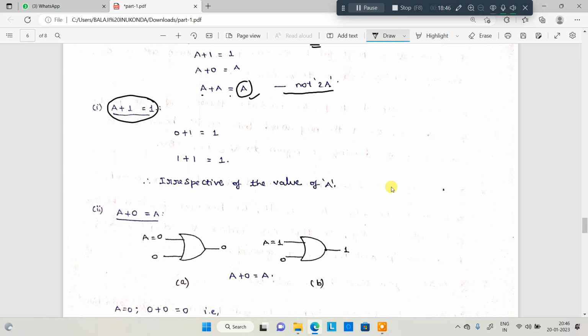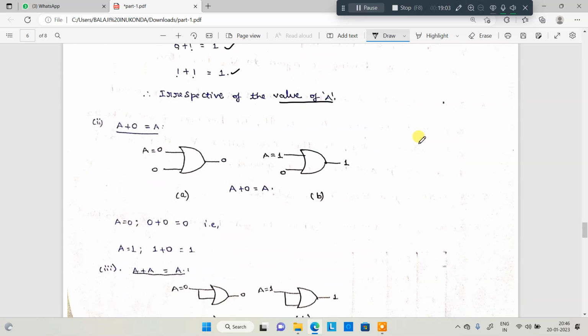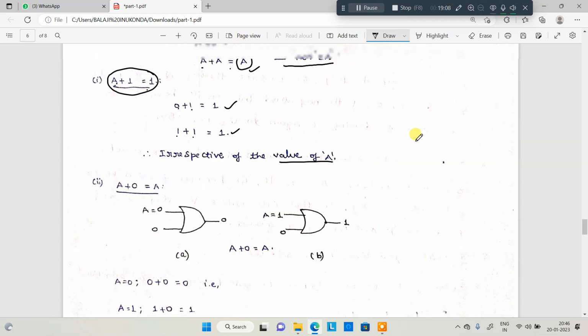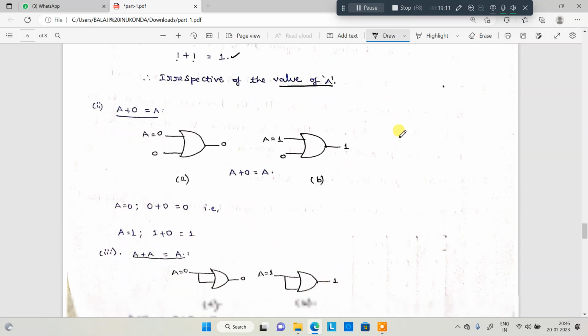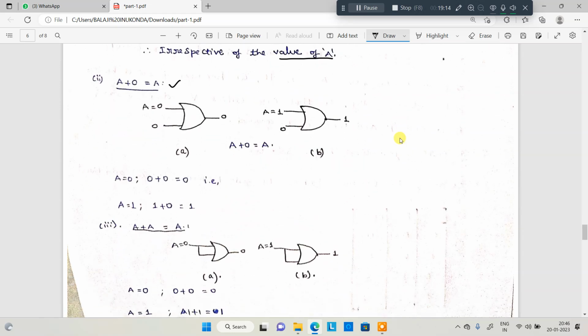The proof here: for example, A is 0, 0 plus 1 is 1. For example, A is 1, 1 plus 1 is 1. Even though A is either 1 or 0, you will get 1 only. That is another point you need to remember. So, irrespective of the value of A, A plus 1 is equal to 1. Next. So, very, very important. Directly, the bits will be there from these particular equations. So, next one. A plus 0 is equal to A. Let us see. For example, A is equal to 0, 0 plus 0 is 0. For example, A is equal to 1, 1 plus 0 is 1.